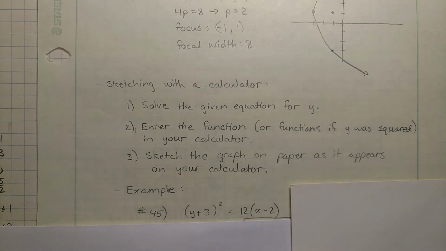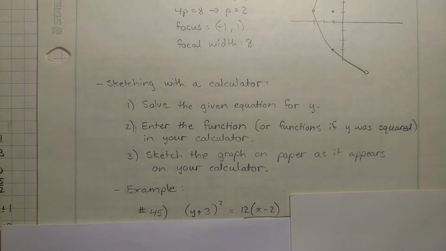So the truth is this would be much easier to just graph by hand. We know y is squared. We know it's going to open up horizontally. This is positive, so it'll open up to the right. I could quickly find the vertex, which is going to be (2, -3). I could quickly find the focus, which is going to be 3 to the right. And so it would be much easier to sketch it by hand. But we're going to look at how we do this.